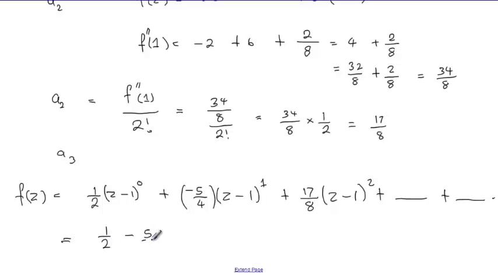Simplifying this, you can simply write as half minus 5 over 4 (z minus 1) plus 17 over 8 (z minus 1) to the power 2. My advice here is you shouldn't worry about writing these terms in decimal numbers. I think they are more accurate if they are written like this. Don't worry about simplifying these different numbers and maybe getting confused with decimal places and all those things.